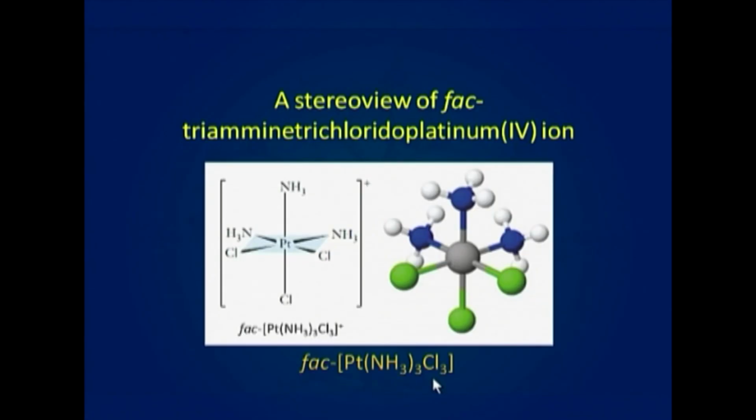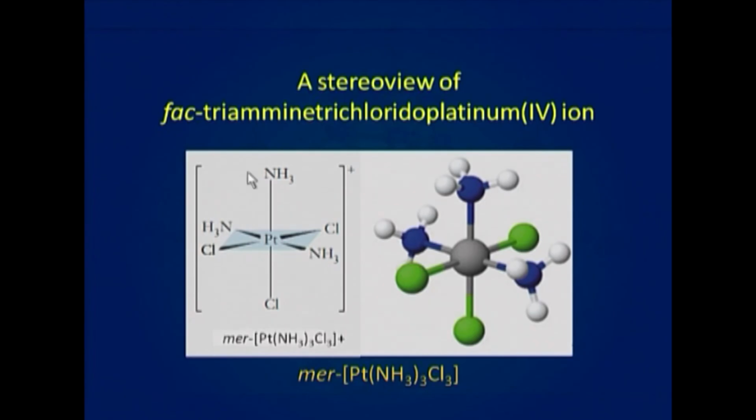Here is a stereo view of facial triammine trichlorido platinum(IV) ion. The three chlorido ligands are all on one triangular face of the octahedron and the three amine ligands are all on the opposite triangular face. In the other isomer, the three similar ligands lie on the same plane. This is called the meridional isomer. It is so called because the plane is analogous to a meridian on a globe.